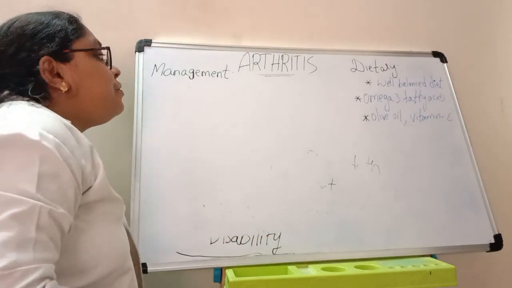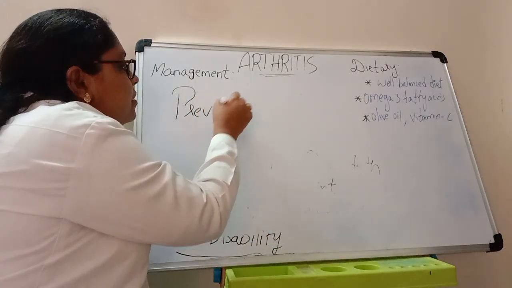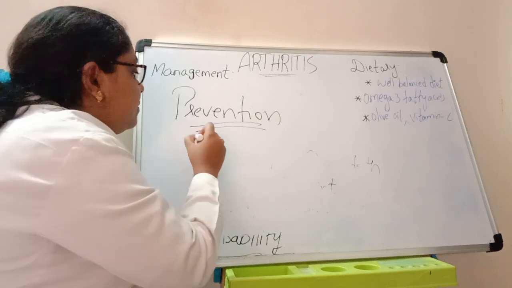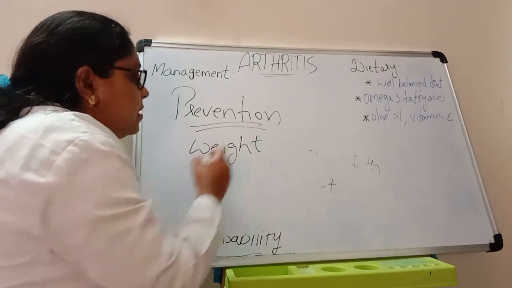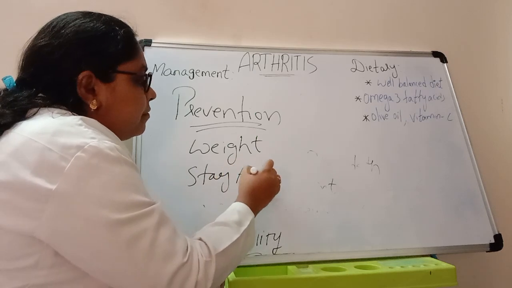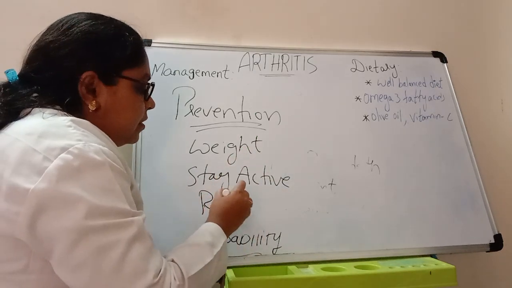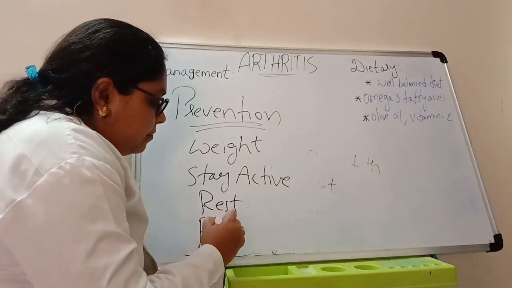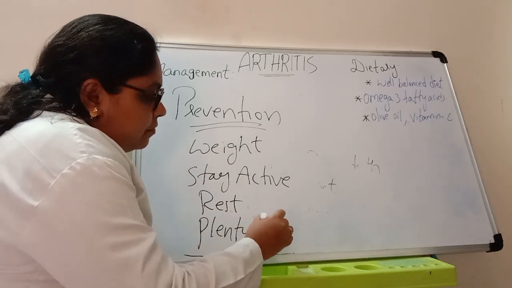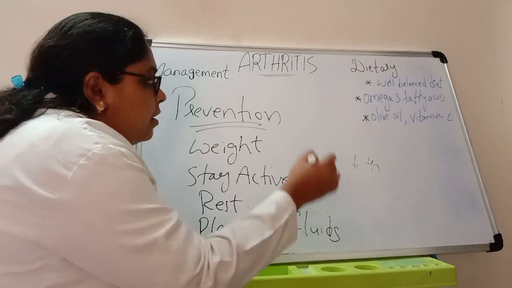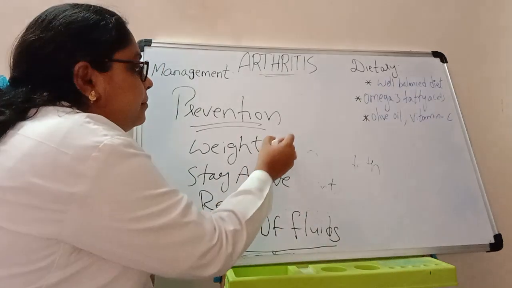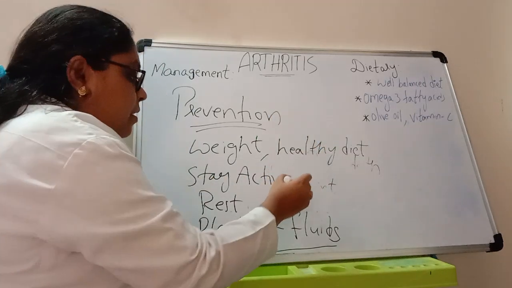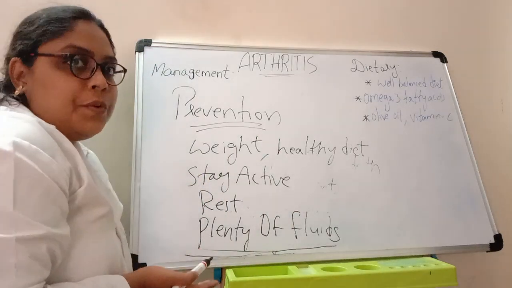Next, eat calcium-rich foods. So for preventing this, you can tell them to maintain a healthy weight, stay active, rest, and next, take plenty of fluids, and a healthy diet. Okay, these are the preventions you can do to prevent this arthritis.